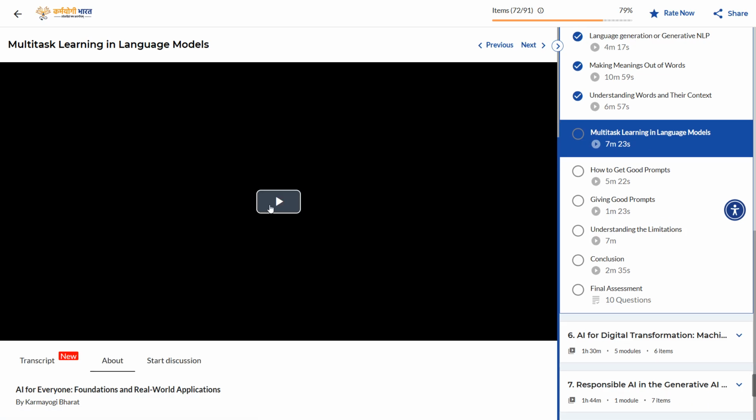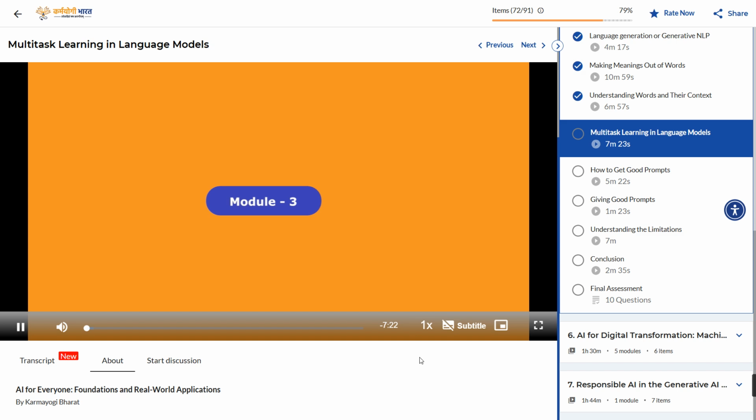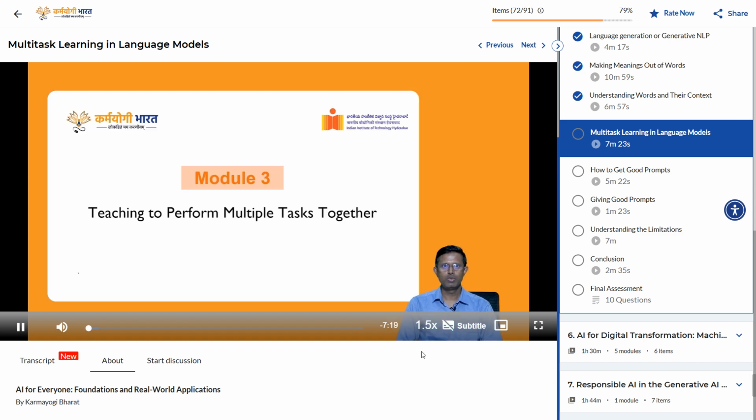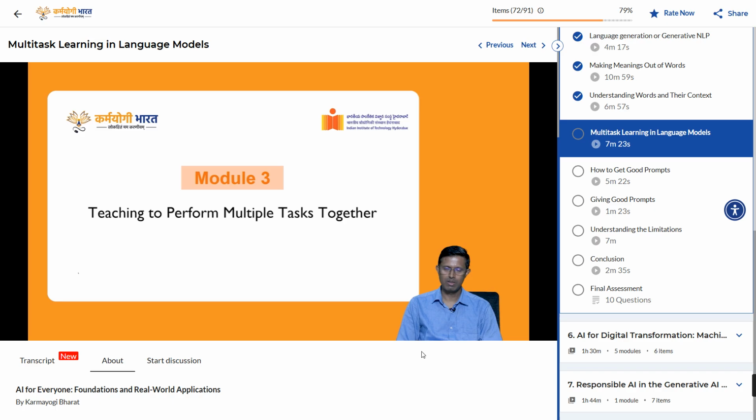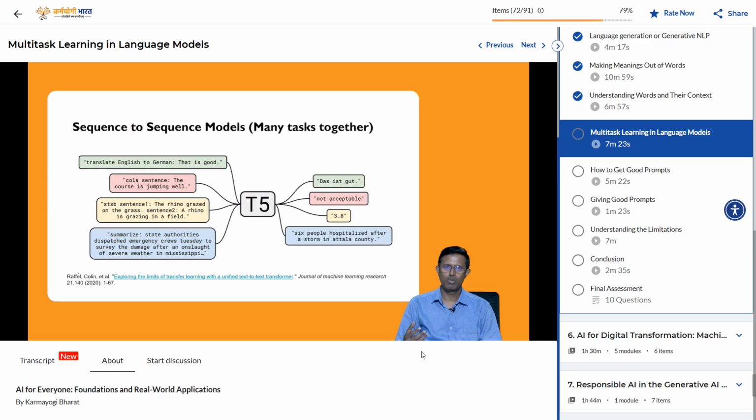Now, how to deal with multiple tasks together. So far we have seen that the models are now capable of understanding the meanings of the words. They're also able to understand the meanings of the words in their context. They're also able to understand the flow of meaning in the sequence in which it is coming. So the models are becoming much stronger. Now, once they have that understanding, we can actually use some kind of large model.